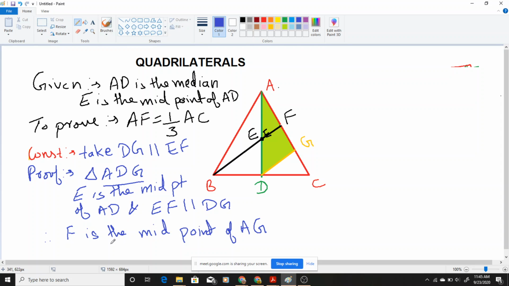That means what? अगर F midpoint है, by using which property we are using? Converse of midpoint theorem. Now just see, if this F is the midpoint, that means I can write AF equal to FG. मैं ये लिख सकता हूँ यहाँ पे, therefore AF equal to FG. Okay, and I will take this one as first equation. मैं इस वाले को first equation ले लूँगा.